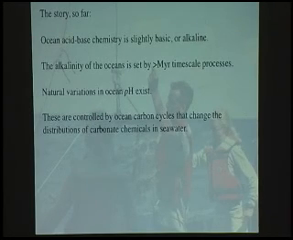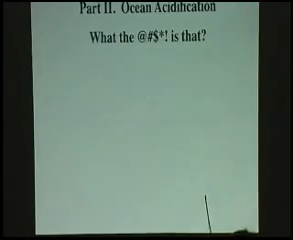So here's where we are so far. Ocean chemistry is slightly basic, and this is set by very, very long time scale processes. There's natural variation in pH and carbonate chemistry, and these are controlled by the internal carbon cycles in the ocean, which change the distribution of these carbonate minerals, carbon dioxide, carbonate ion, bicarbonate ion, okay? So there we are.